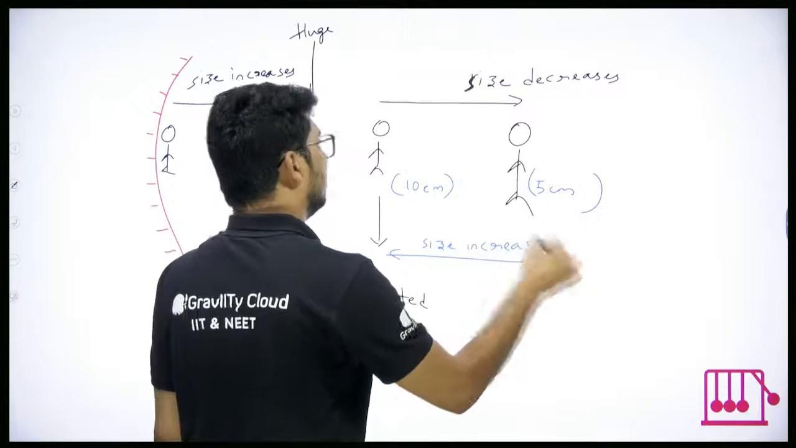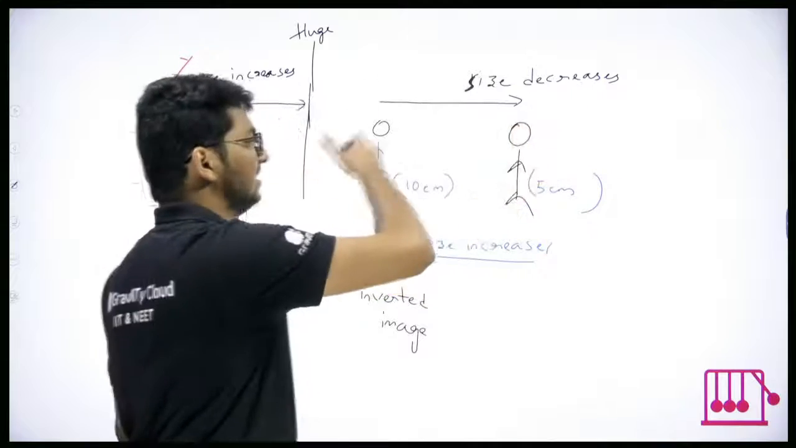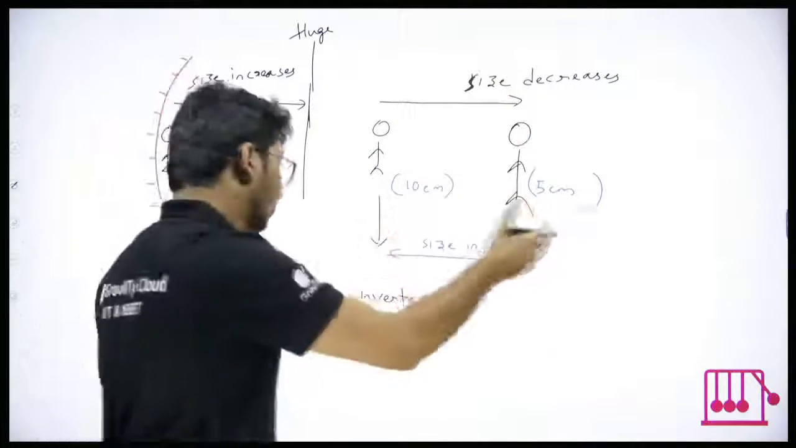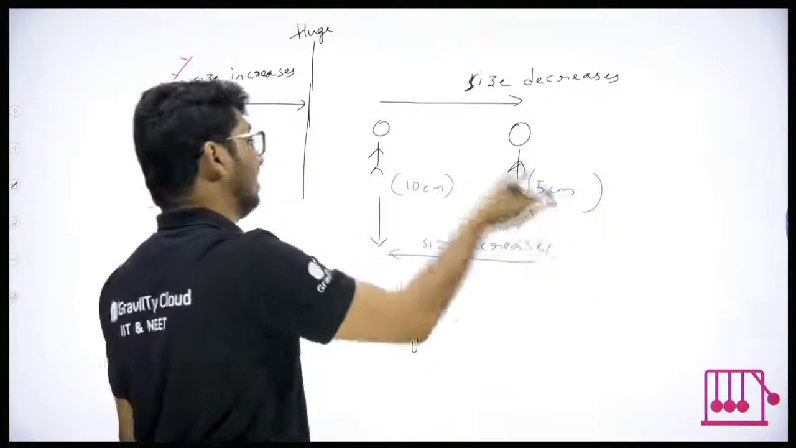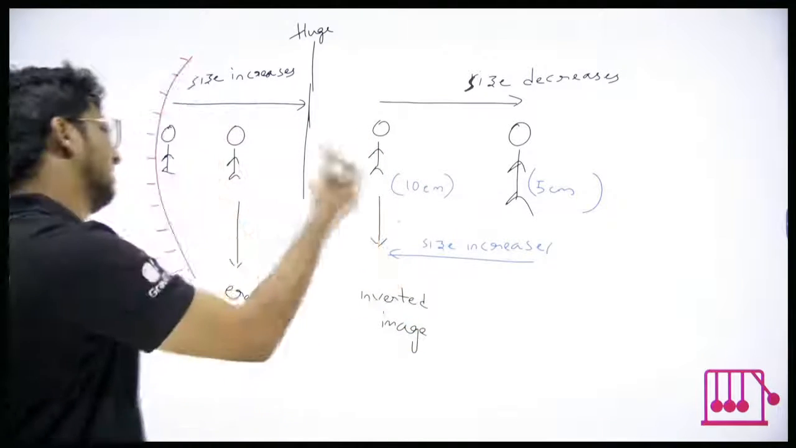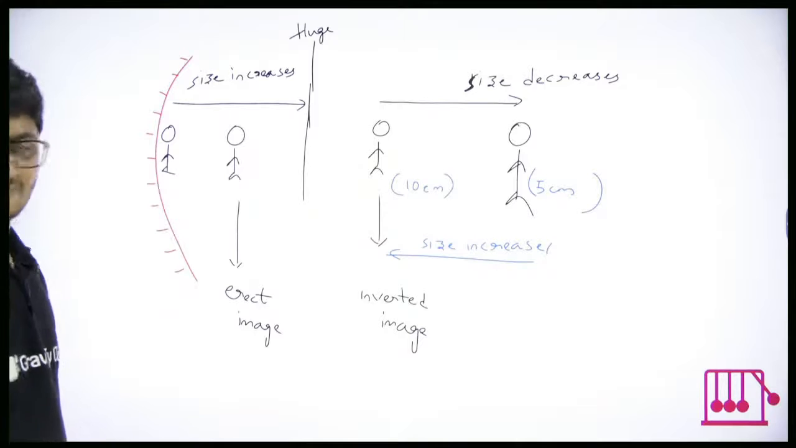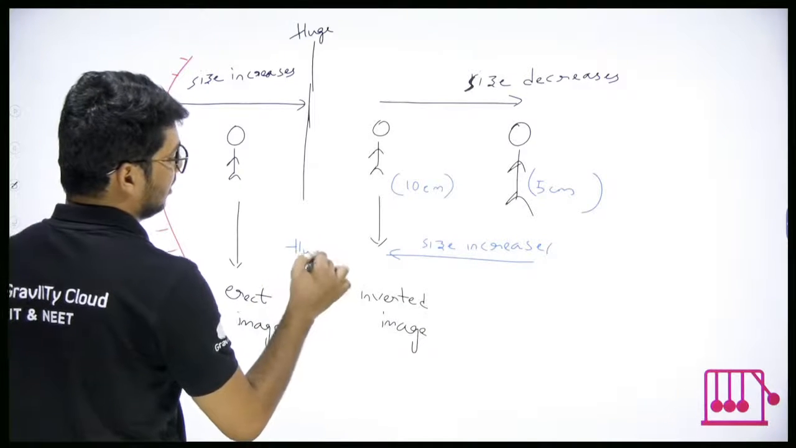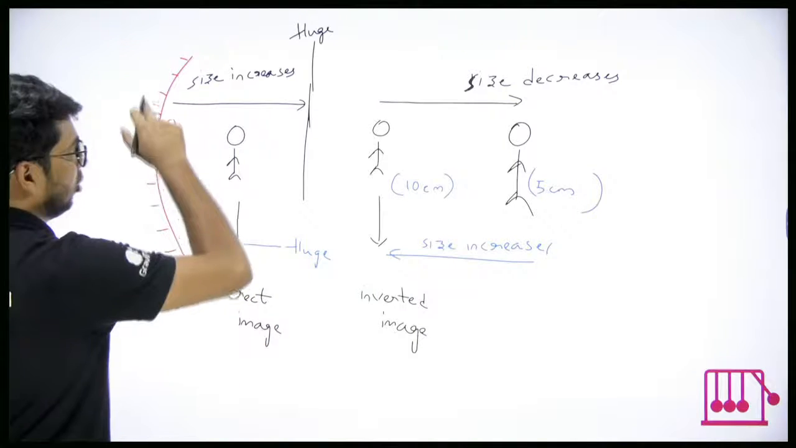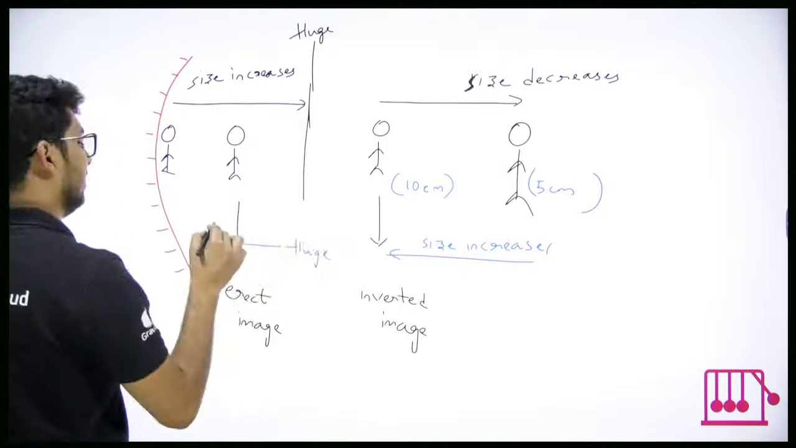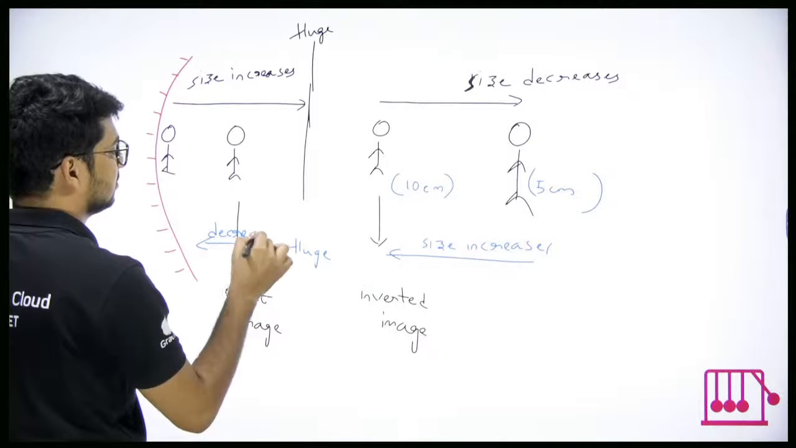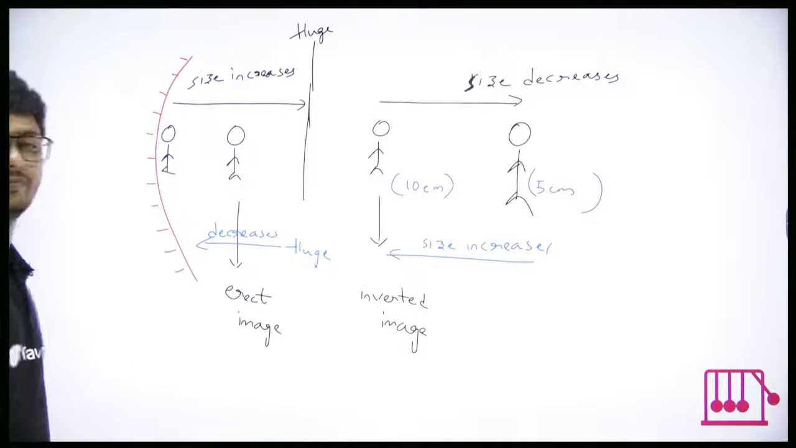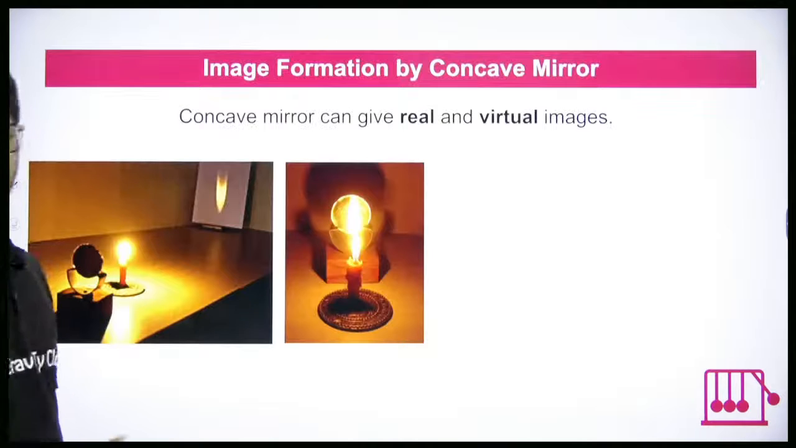Yes or no? Away from the mirror, 10 centimeter to 5 centimeter, size decreases. Towards the mirror, 5 centimeter to 10 centimeter, size increases. Got it? Good. And then it becomes huge. And after that, while going away it is increasing, so while coming it decreases. Got it? Wonderful. Chalo. So we'll discuss that.